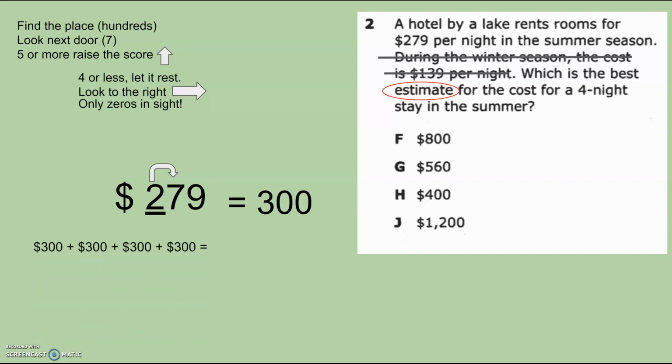Oh, sorry, we know that it cannot be 400 because if I have more than one 300, it can't be 400. I also know it can't be 560 because just 2 300s would equal 600, so I know it can't be that one. So now I need to do 300 and I need to multiply it by those 4 nights. So 4 times 0 is 0, 4 times 0 is 0, and 4 times 3 is 12. So I know that the correct answer is 1200.